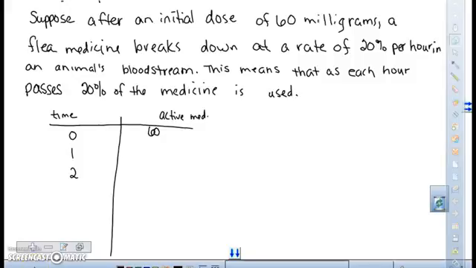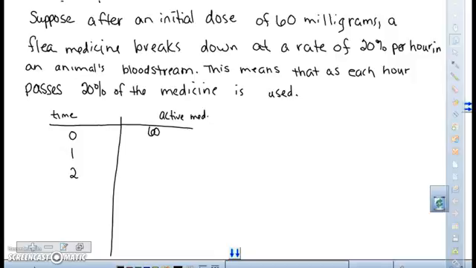Okay, we're going to look at some applications. Suppose after an initial dose of 60 milligrams, a flea medication breaks down at a rate of 20% per hour in an animal's bloodstream. This means that as each hour passes, 20% of the medicine is going to be used.